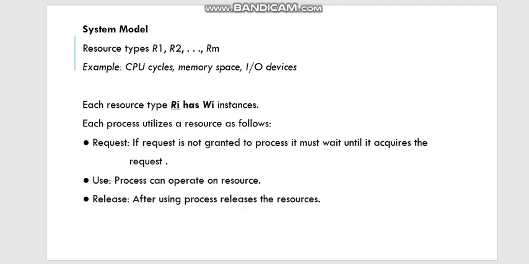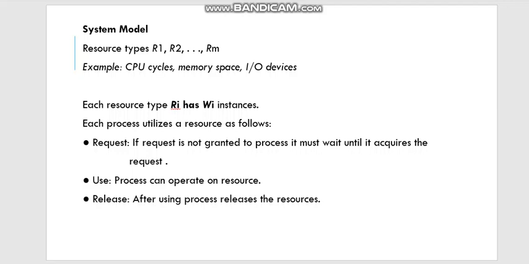So in the system, for deadlock, we categorize things as resources. Resources can be anything like CPU cycles, memory, IO devices, or whatever. Those resources are needed for any process to execute. They take that resource and do whatever they want. Each resource type has instances, which can be given as Wi.